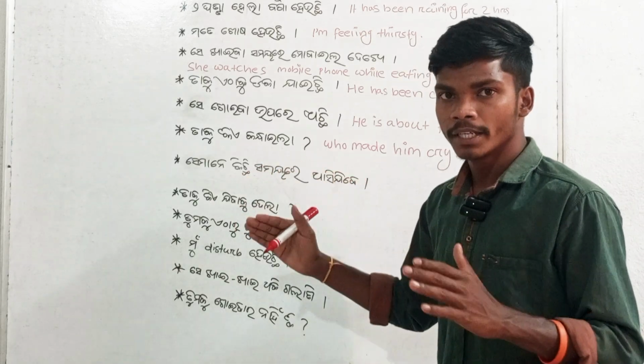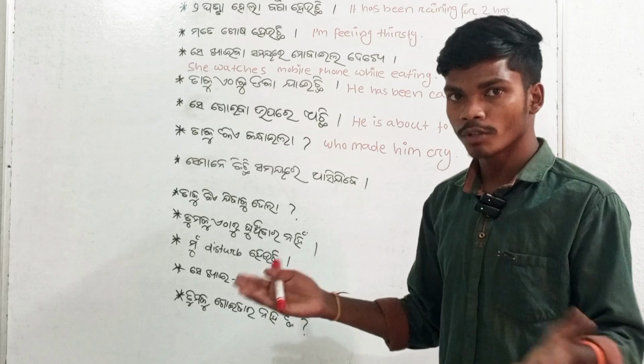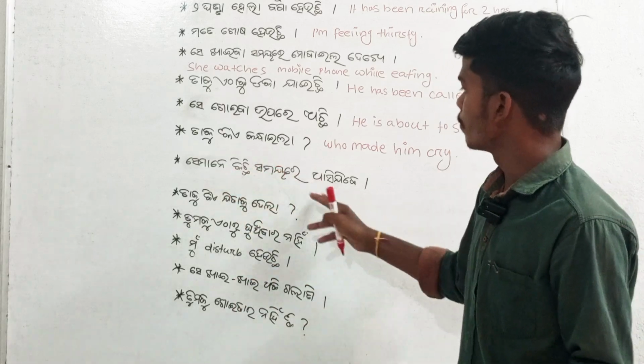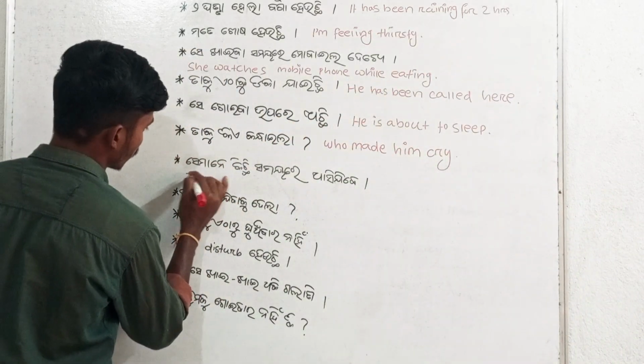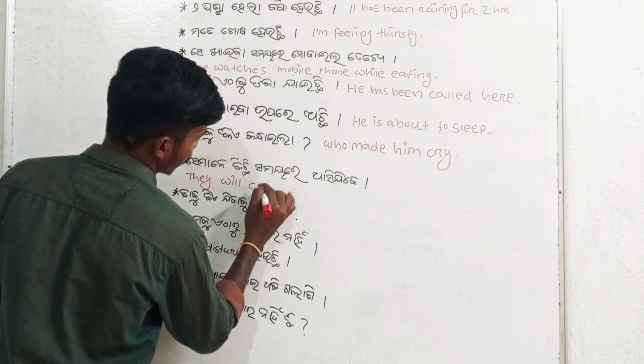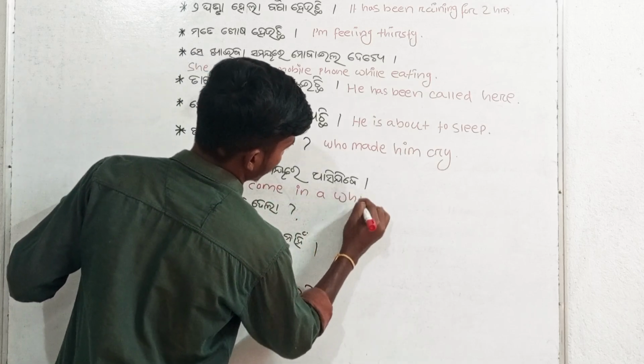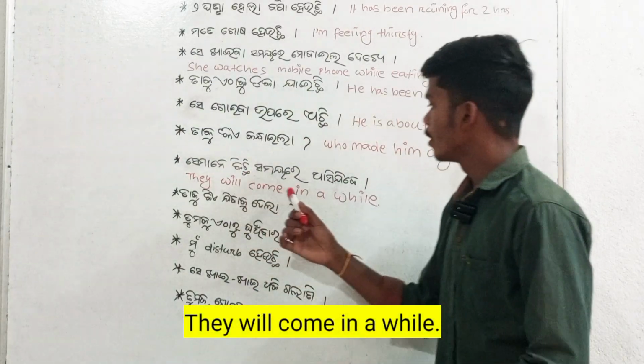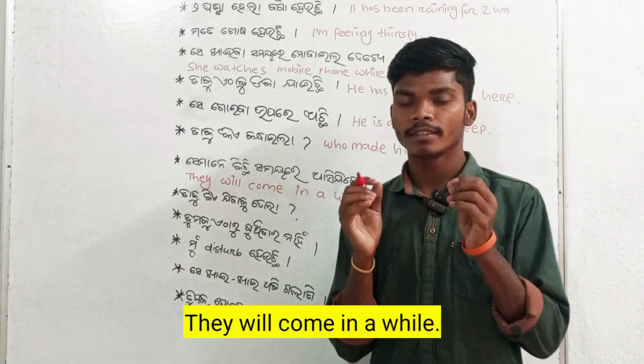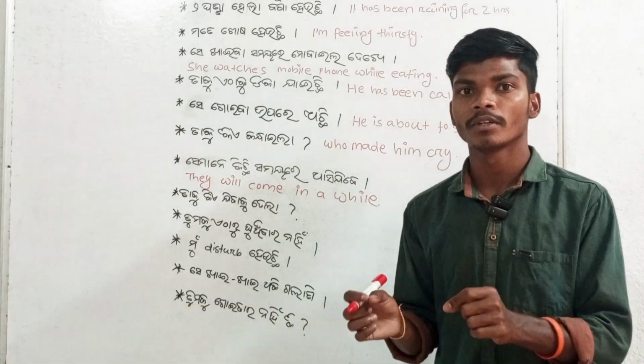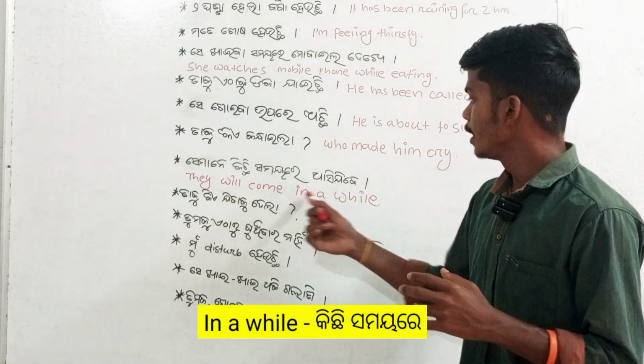Then "semane kichi samaya asi jibe". It seems a little bit easy but tricky as well. So let's make it: they will come in a while. If something will happen after some time, you can use this phrase, in a while.